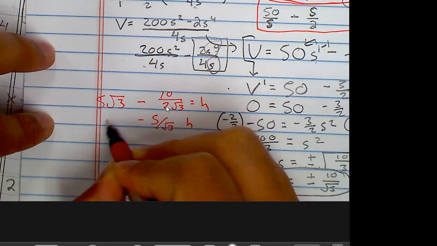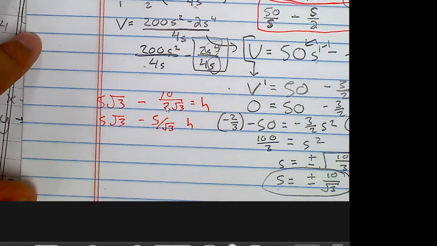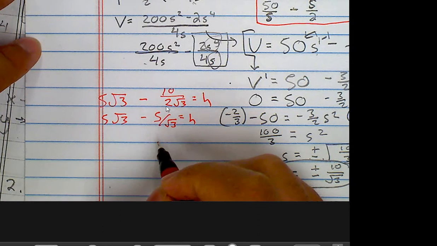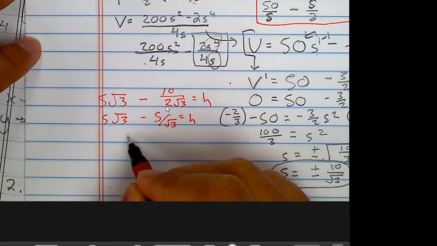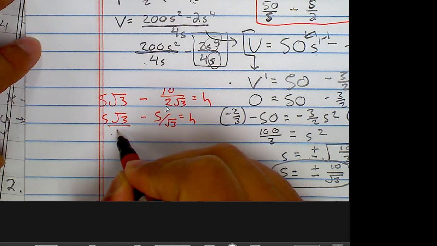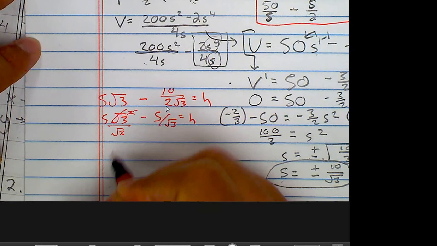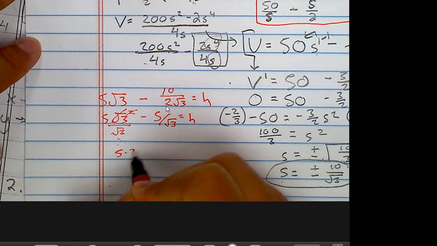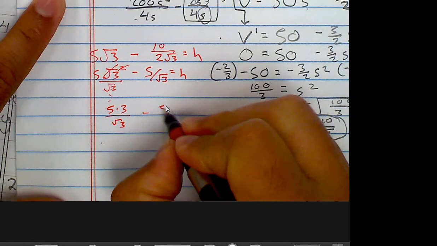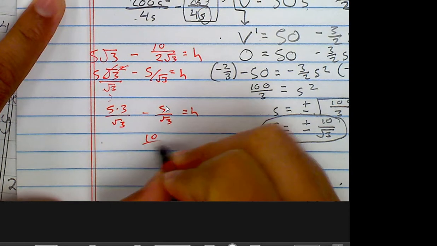5 square root of 3 minus 5 over square root of 3, and you could really just plug all that in your calculator. You don't have to do it this way. So you just figure out how to put it in the calculator. And then you would have to get common denominators. So that would make it square root of 3 times square root of 3, 5 times 3 over the square root of 3, minus 5 over square root of 3 equals H. So 15 minus 5 would be 10 over the square root of 3. Wow, it would be the same thing.